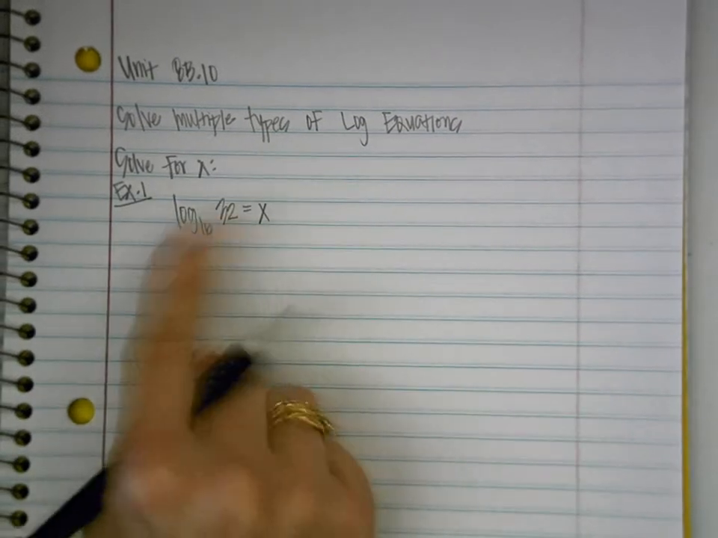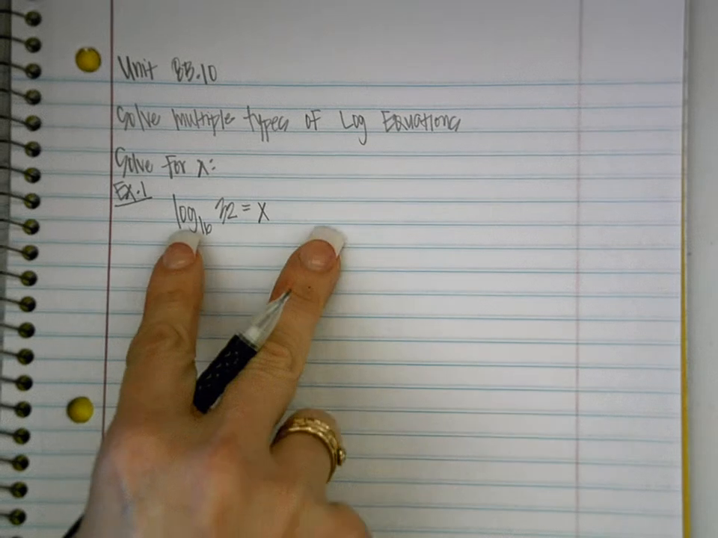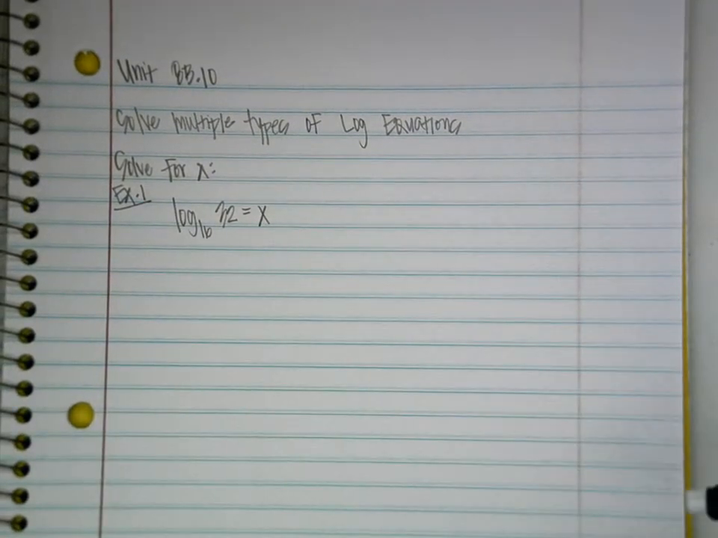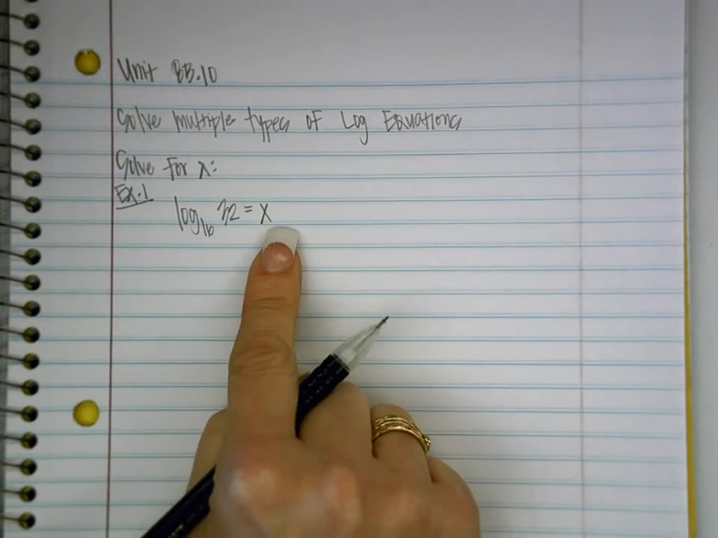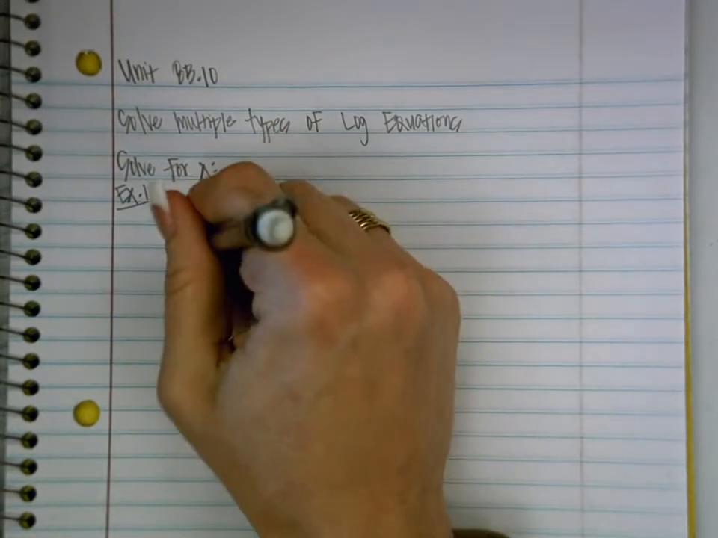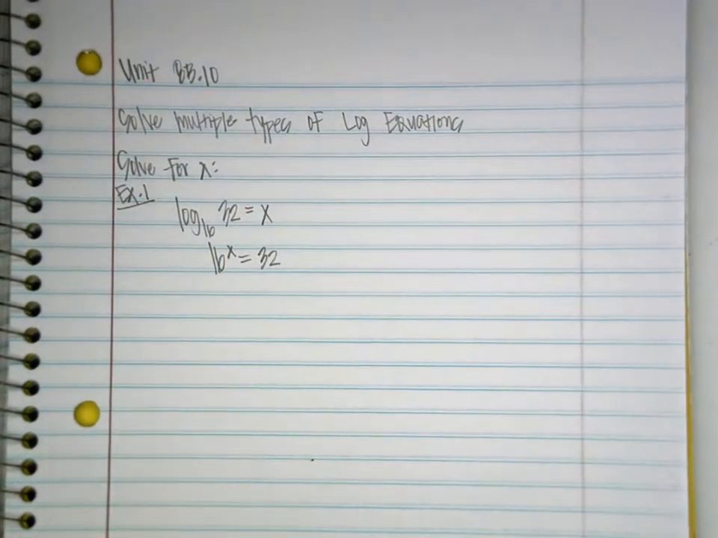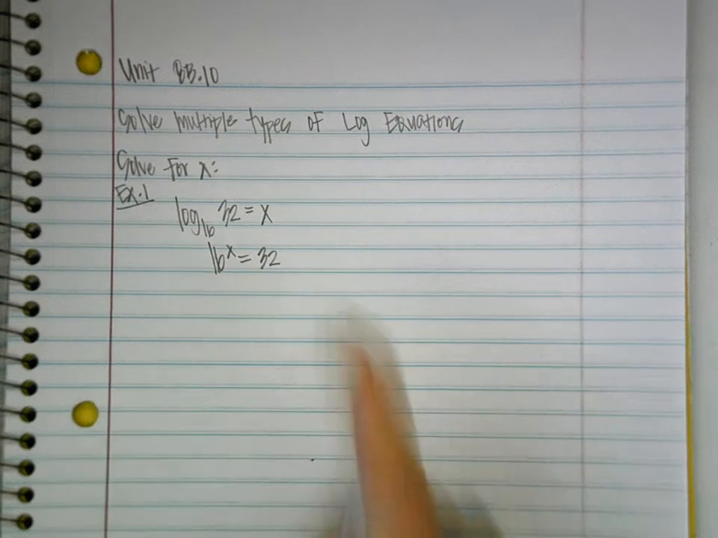We know that if we have a log on each side, like the ones we did yesterday, you can just drop the logs. But this one only has a log on one side. So to start, you're going to have to rewrite it in exponent form. This is in log form. Exponent form means x is the exponent on 16 that makes 32.